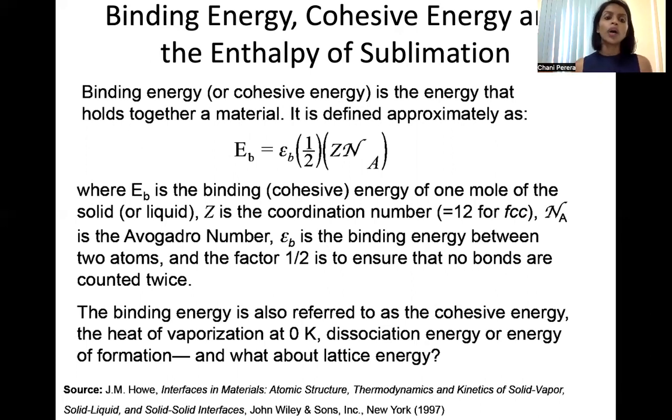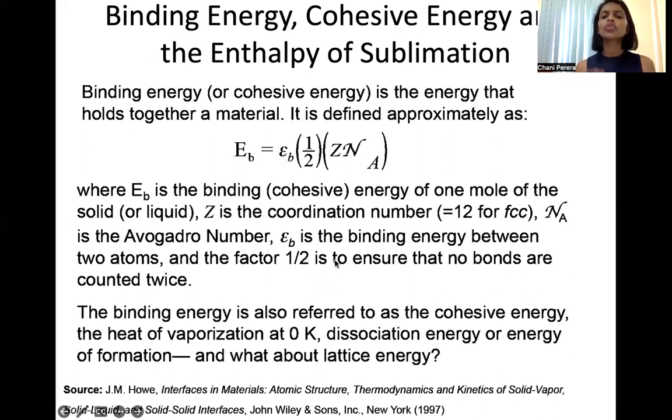Right, so in this equation, Z is the coordination number, which you can find out, and Na is the standard notation for the Avogadro number, and epsilon B is the binding energy between two atoms. If you take a solid that consists of many atoms, and take two atoms that are nearest neighbors, the bond energy between them is given by this epsilon B.